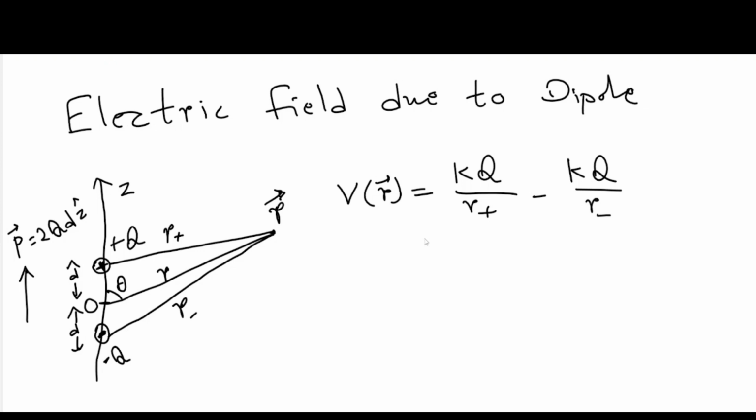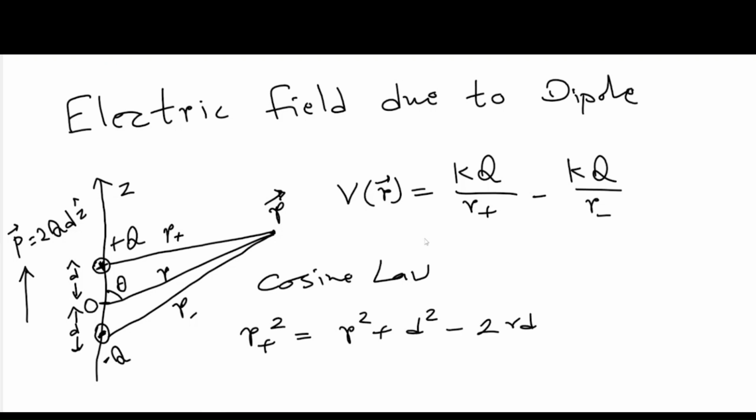Now we can write r plus and r minus using the geometry of the figure, and we will use the cosine law. So using cosine law, r plus square is r square plus d square minus 2rd cos theta, and r minus square is r square plus d square plus 2rd cos theta.